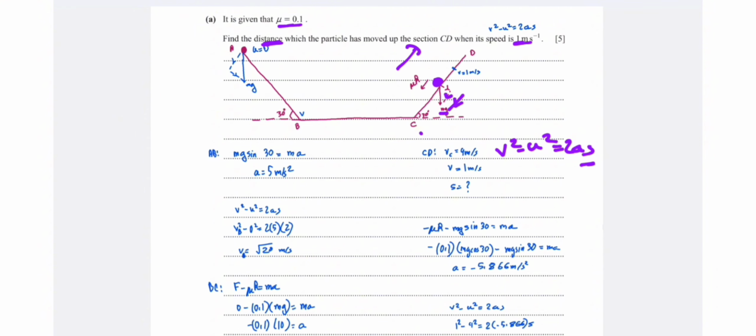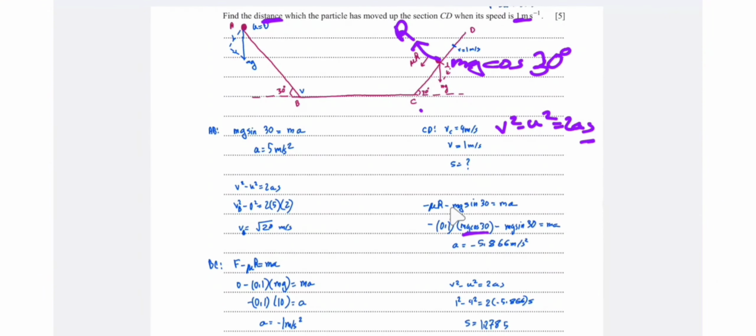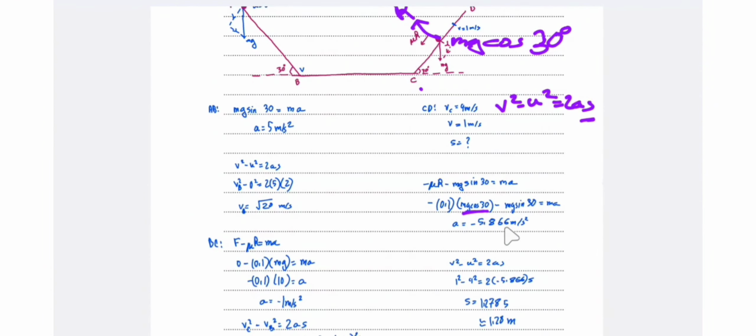After cancelling the mass and substituting the value of mu, that is given as 0.1. R is the normal reaction force. Since this component of weight is acting downward, R is acting vertically upward. The component of weight perpendicular to the plane is mg cos theta, where theta is 30 degrees. So R is equal to this value, and we substitute the value of R and find the acceleration as negative 5.866 meter per second square. So we know the value of acceleration.